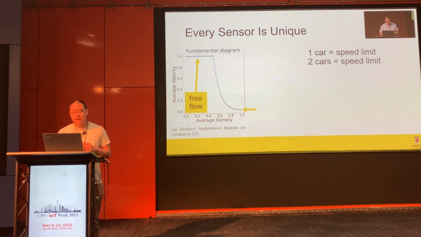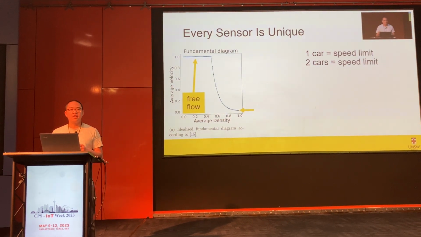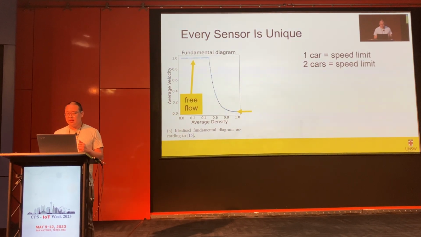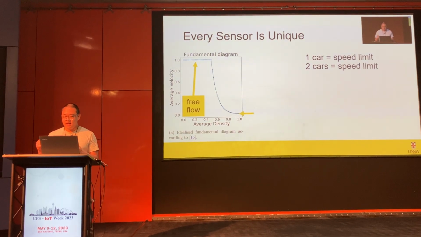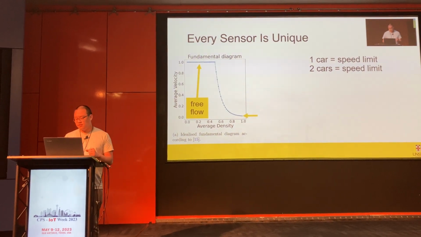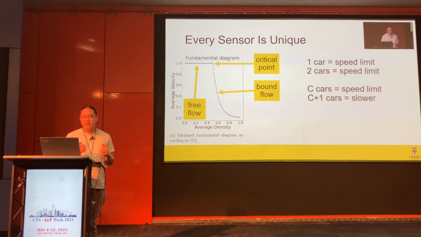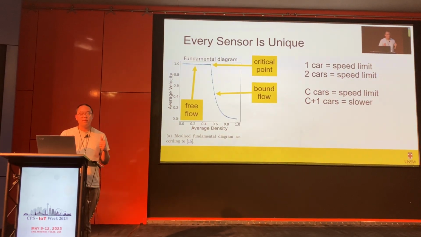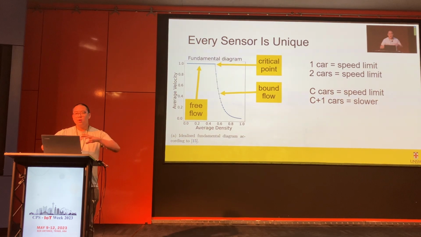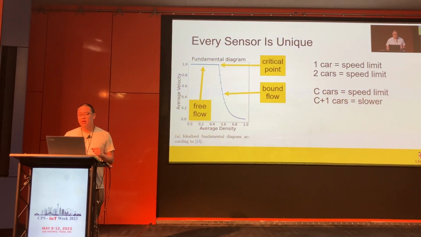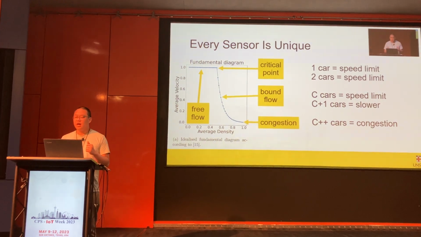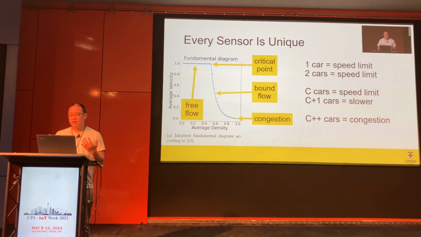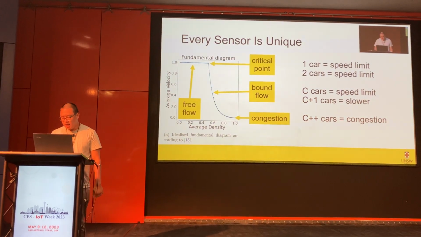So if we only have one car, that car is going at the speed limit, right? Everyone is a rule-obeying citizen. If we have two cars, everyone is still flowing at the speed limit. This keeps happening until we reach a critical point. From that point onwards, whenever we add another car, everyone will start slowing down. This continues until we reach a congestion state. At least this is the theory, the classical model of how traffic works.